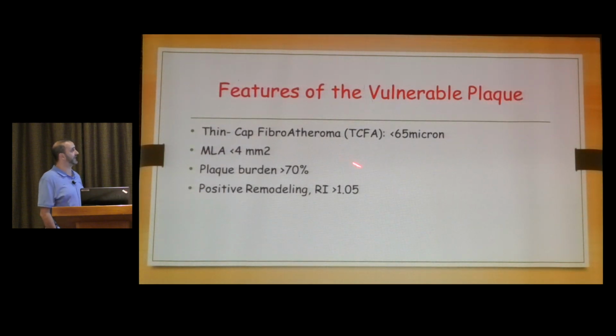Features of vulnerable plaque: thin cap fibroatheroma, TCFA, which is a cap less than 65 microns, which, as I said, we can't measure by IVUS, but we will be able to measure by OCT. Also, a minimal luminal area less than 4 millimeters square, a plaque burden more than 70%, which we calculated before, or positive remodeling with a remodeling index of more than 1.05, meaning it's more than 5% of the reference vessel.